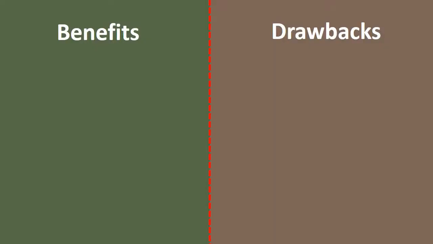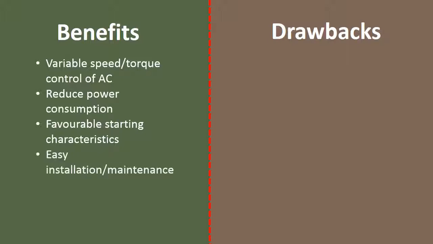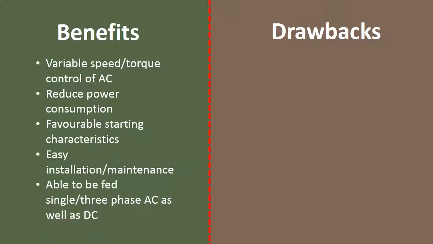VSDs offer variable speed and torque control of AC motors. They reduce power consumption, they offer favourable motor starting characteristics, and they are easy to install and maintain. They can be fed single or three-phase AC, as well as DC, making them useful for a variety of applications. The main issues with VSDs centre around heat, harmonics, and electromagnetic interference.